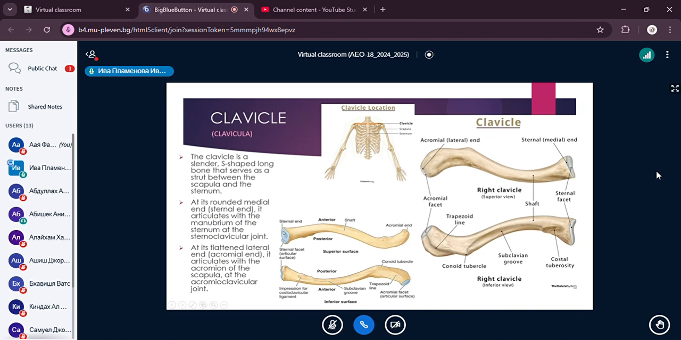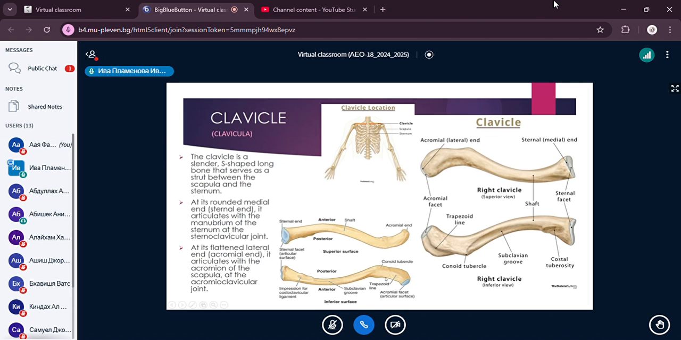Again, you can see here superior and inferior view. The superior surface is smooth. Acromial end, sternal end, the body, S-shaped form. For the inferior view, you can see near to the sternal facet the impression for this ligament, costoclavicular ligament. What does costoclavicular ligament mean? Between the first rib and the clavicle. That's why it is called costoclavicular.